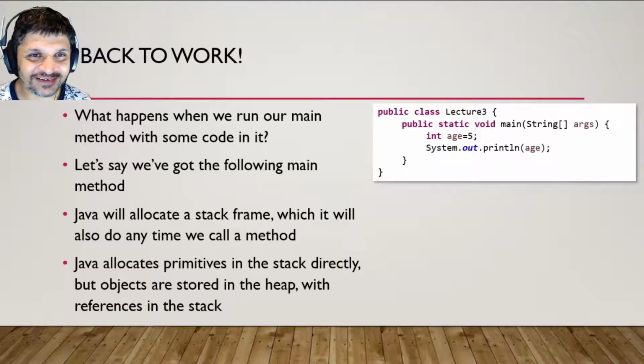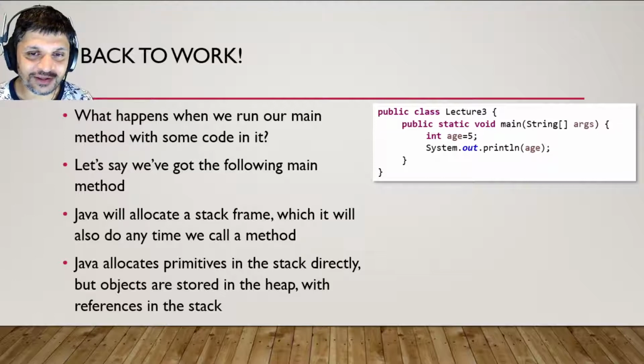And now back to work. Okay, so we were talking about memory management. So let's say we've got the following main method, the one that's sitting there on the right. Int age equals 5, system.out.println age. It's a pretty straightforward program, right? It's in a class called Lecture3, and it's the main method.